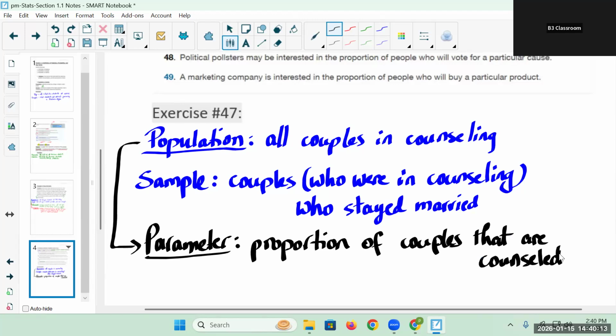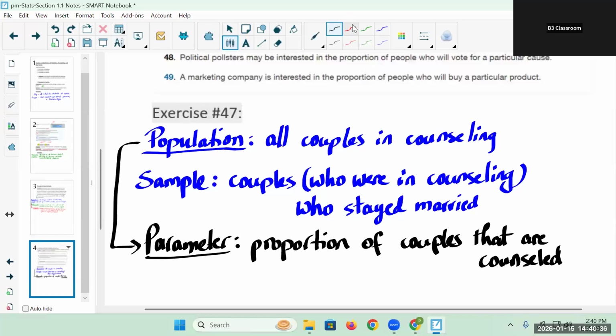that are counseled. This is a bit tricky because I don't know that we're interested in that. Like if we have a list of all the couples that they're being counseled at this company, then the proportion will be 100%. But it could be that you're more specific and you said this year. Okay, then it could be a little bit more specific.